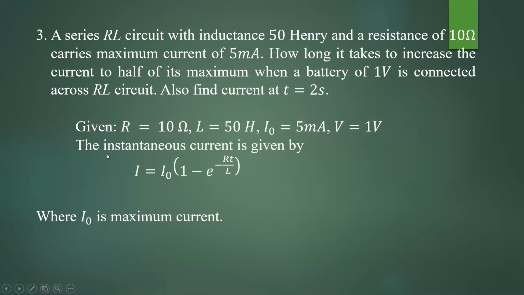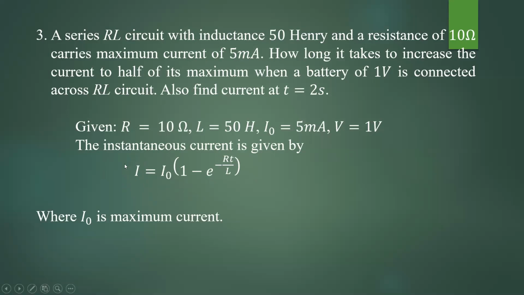So the expression for instantaneous current is given by I is equal to I naught into 1 minus e to the power minus R by L into T. That is the expression for current during the growth of current in an RL circuit. I have discussed it already, where I naught is the maximum current. That is directly given. Now you have to find this time t when this I is equal to I naught by 2.